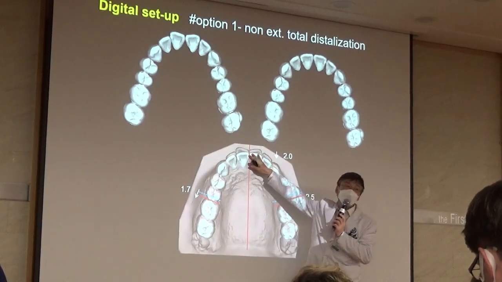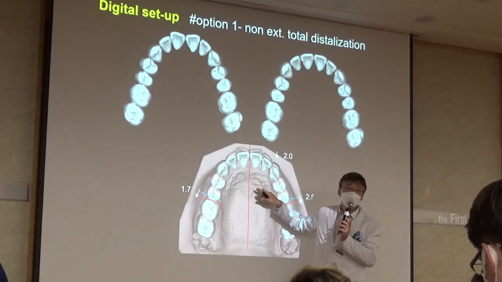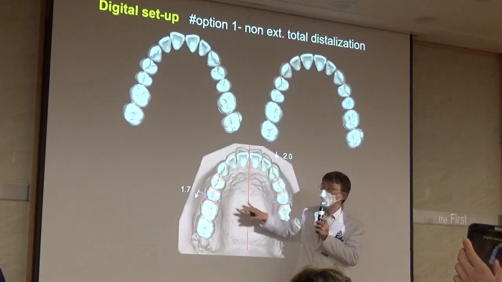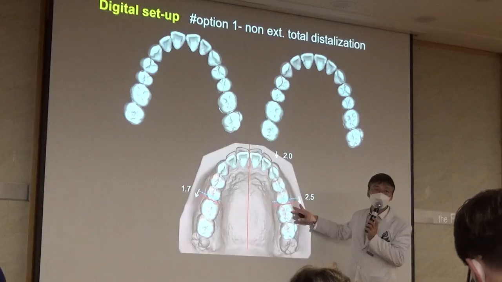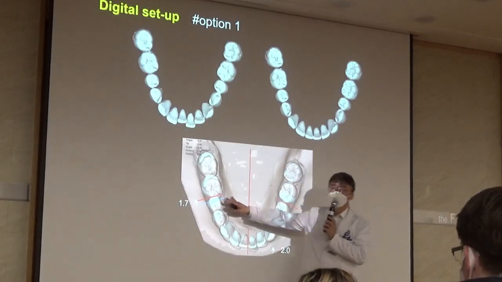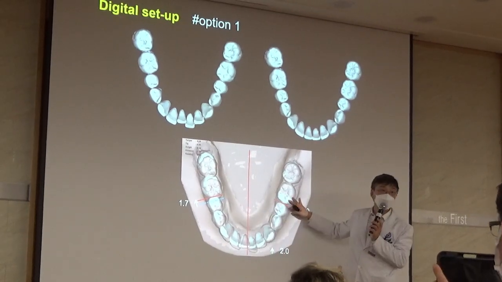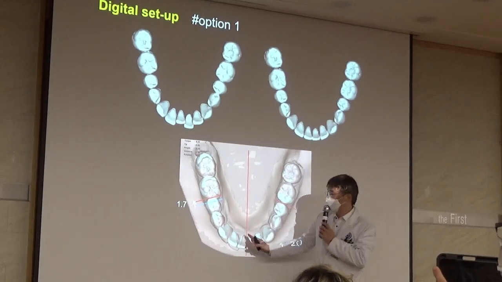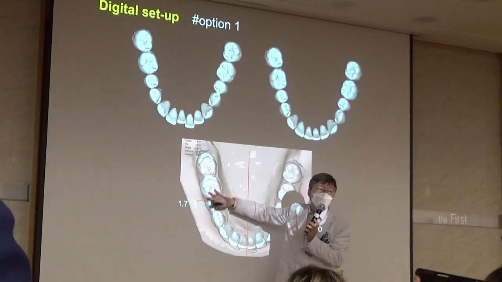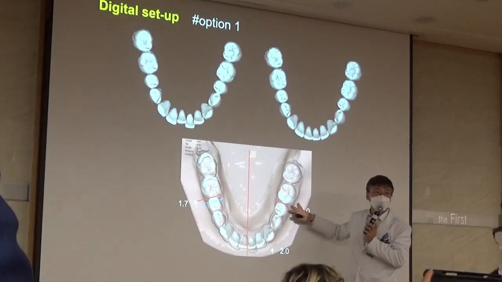In order for us to maintain the midline, our construction plan for this particular case is to distalize the molar. Upper right, distalize the molar. Upper left, still we maintain the midline. In the lower arch, distalize the molar on the right, no movement on the left. This way, we can maintain the upper midline. We can maintain the class 1 molar relationship. We can correct the class 2 molar relationship on the left.